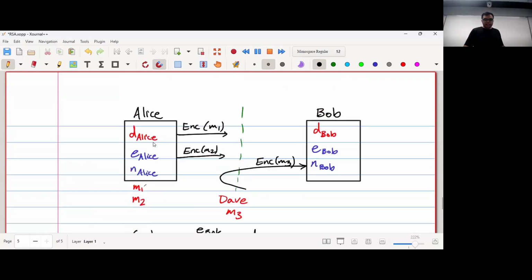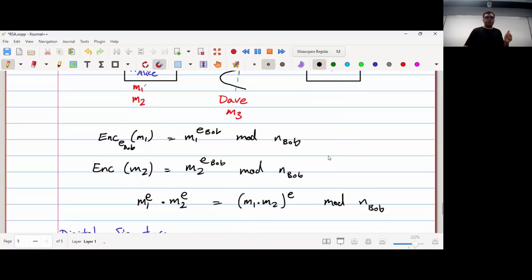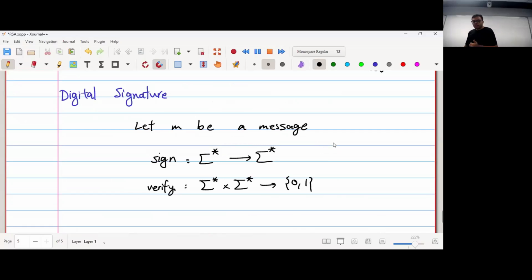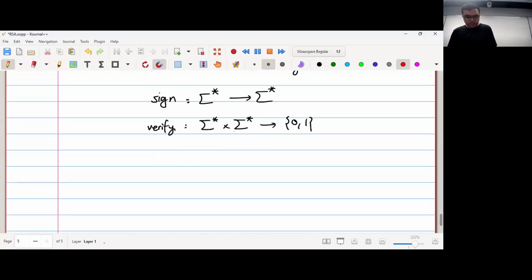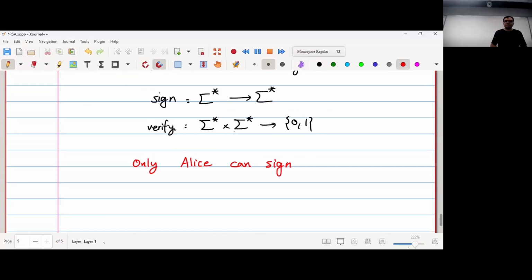So imagine that Alice is the one who wants to send a message to Bob, and Bob is the one who wants to verify that the message came from Alice. So when I'm doing signing, I want to make sure that only Alice can sign. And what I mean by this is that no one else should be able to fake Alice's signature, right? Because if someone else can sign, what's the point of the signature in the first place? So only Alice can sign, but I want everyone to be able to verify.